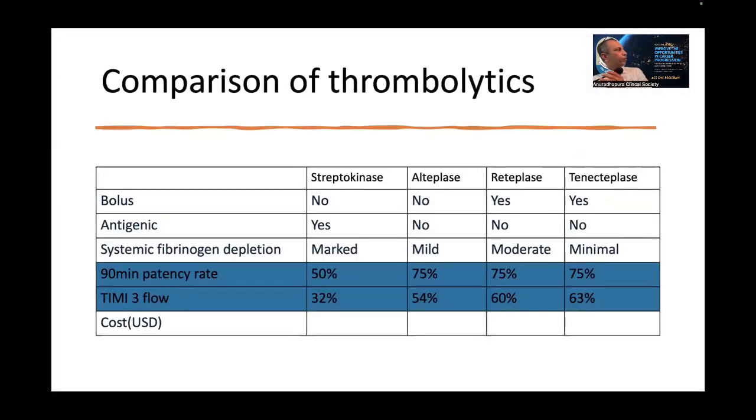So when you compare these agents, streptokinase to tenecteplase, what is the efficacy? If you give streptokinase, about 30 to 50% of patients' arteries will be open. But if you give tenecteplase, about 60 to 75% of the time the artery will be open. So what will happen? Even if you give the fibrinolytic, the game is not over.